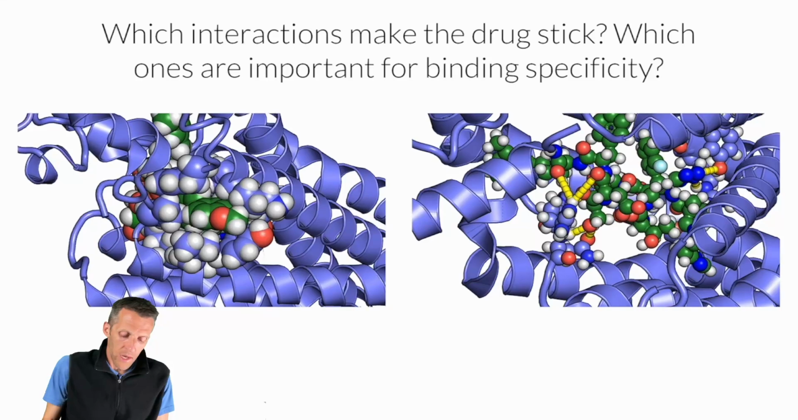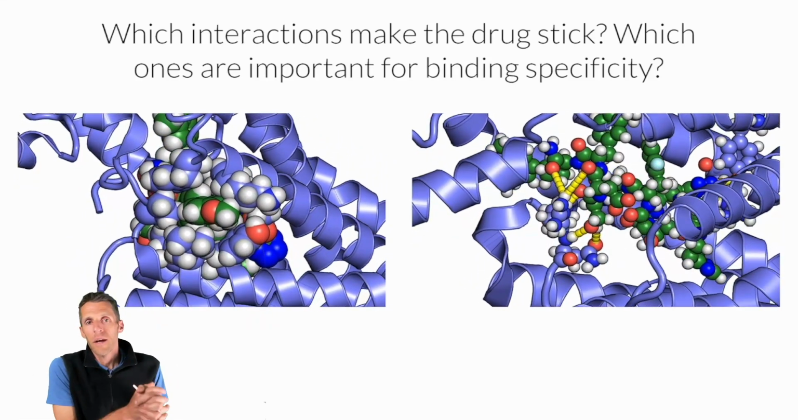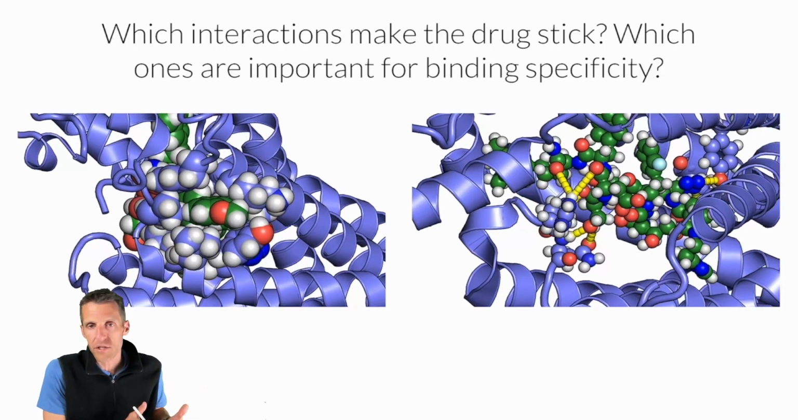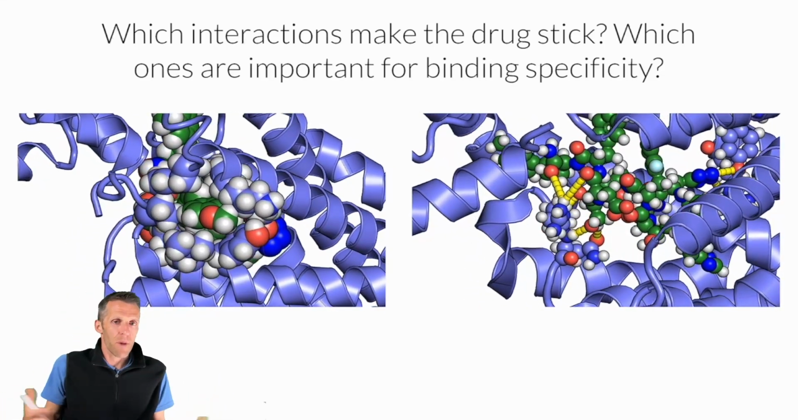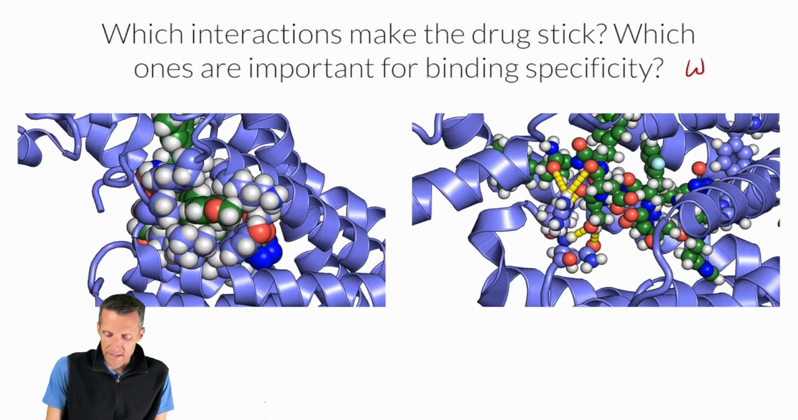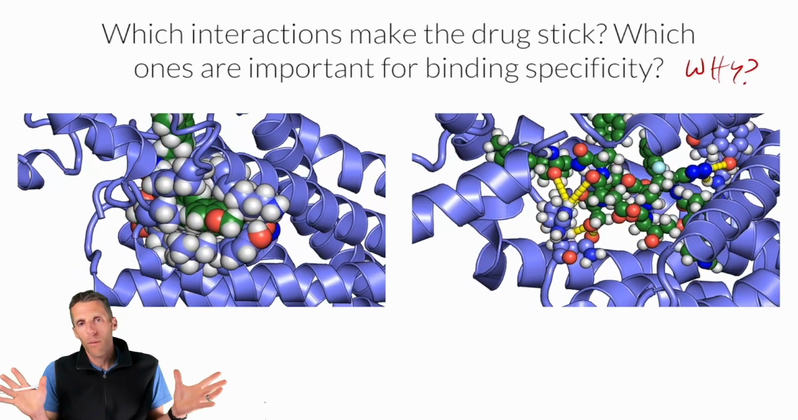Okay, so here's another point. We did some structural reasoning looking at the structure. Now let's just think about it. Which interactions are going to be important for making the drug stick in the pocket, and which interactions are important for specificity? And maybe implicit in that is a question of why. So this is a good point. Think about that for a moment. Pause.